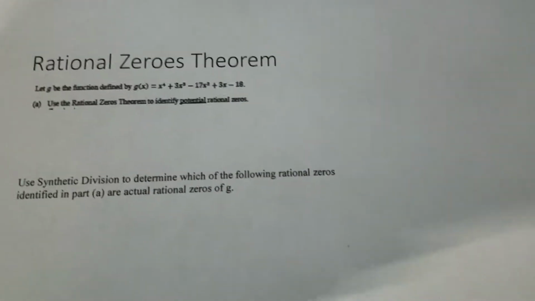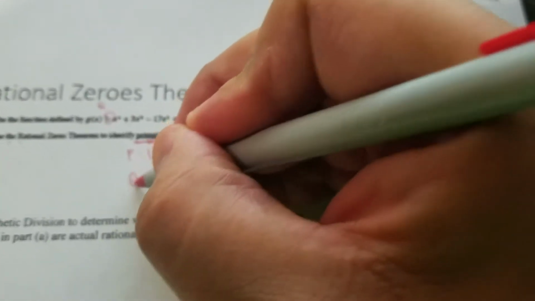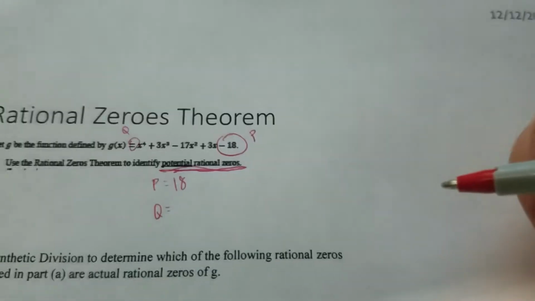And so here, the first part is asking to find the potential zeros. Okay, so here guys, I have to find potential zeros. So I'm going to look at P over here and Q. Okay, so here my P is equal to 18. So we're not going to take into account the negative. So it's just 18, and my Q here is a 1.